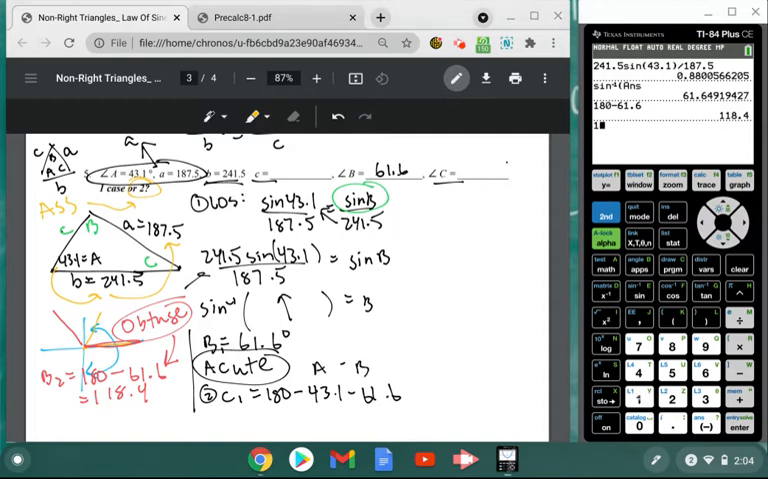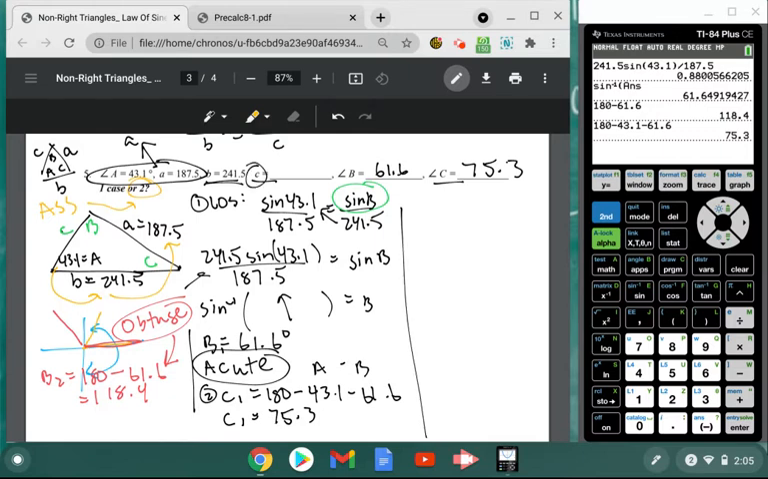So this is going to be 180 minus 43.1 minus 61.6, because the sum of all those angles equals 180. Okay, so C1 is 75.3. That leaves me with side C to find.